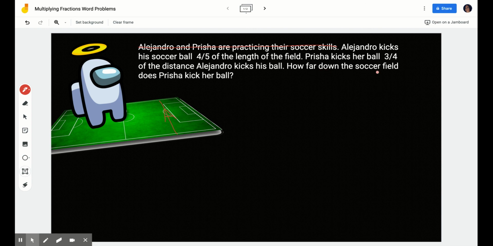So it says, how far down the soccer field does Prisha kick her ball? Well, we're not talking about 3/4 of the entire distance. We're talking about 3/4 of 4/5. So 3/4 of 4/5 is how we're going to determine what operation we're using to solve this. Now, because we're trying to solve for a fraction or a piece of a piece, if you watched that lesson yesterday, we learned that a fraction of a fraction, or that word of, usually indicates multiplication.